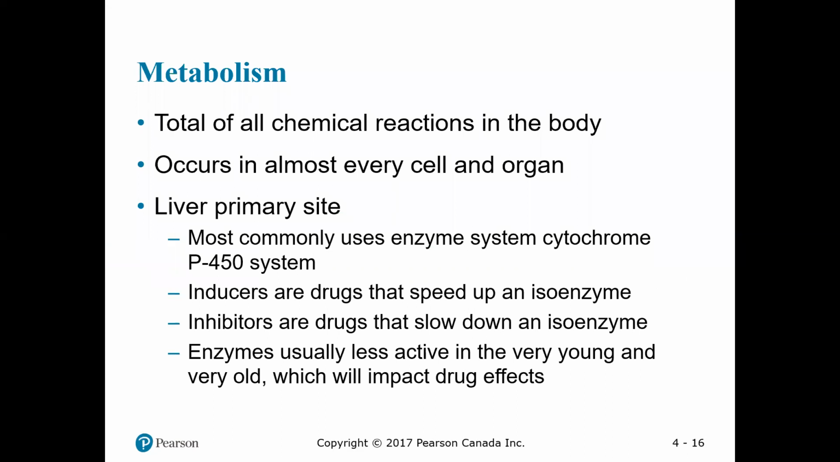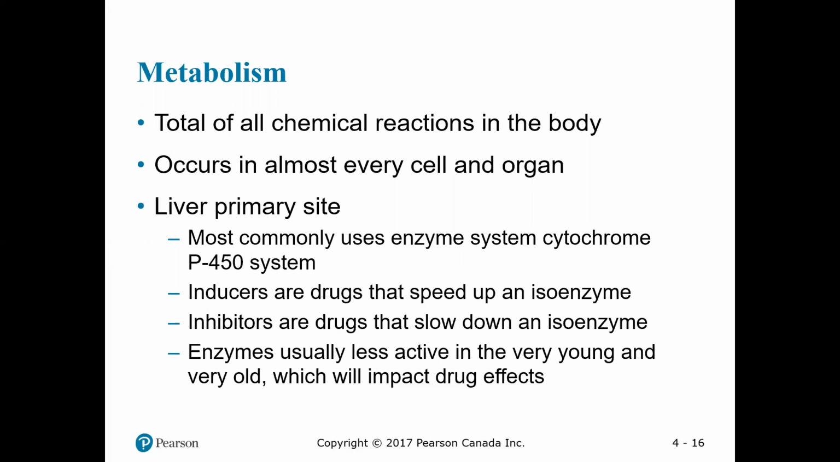So metabolism is the total of all the chemical reactions in the body. It occurs in almost every single cell and organ of the body. The liver is the primary site for metabolism. The most commonly used enzyme system is the cytochrome P450 system. We have to remember that in our body, we have a cytochrome P450 system. It's an enzyme system. When we read the drugs in the coming few chapters, for most of the drugs we have to see whether they are compatible with this enzyme or not, whether they pass through the cytochrome P450 system or not. So we have to remember this is the main enzyme present in the liver.